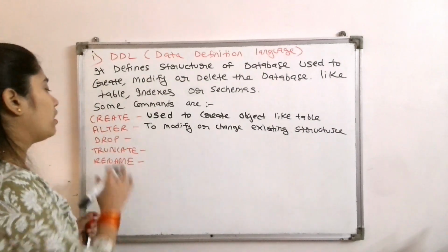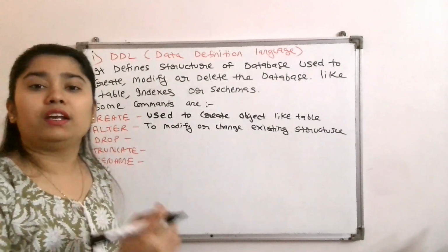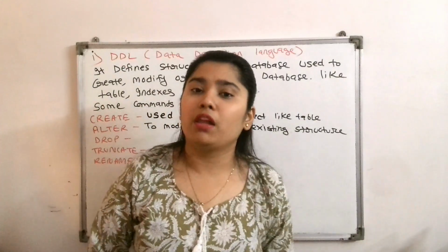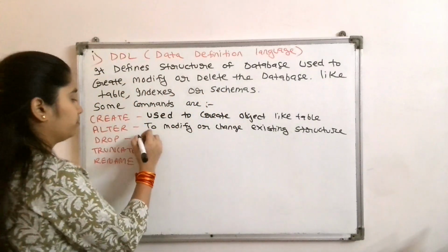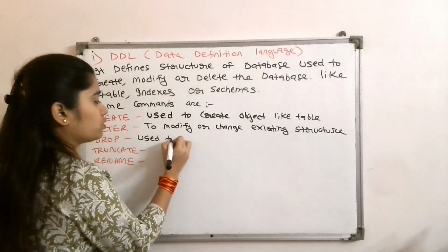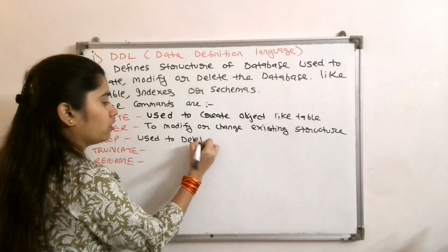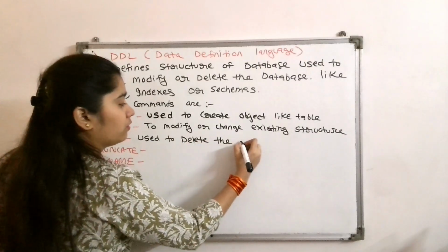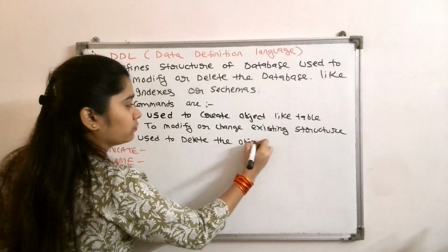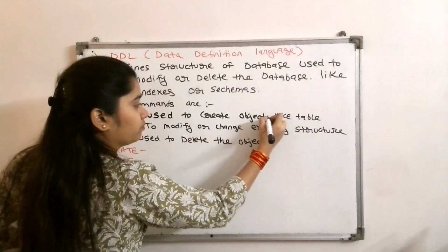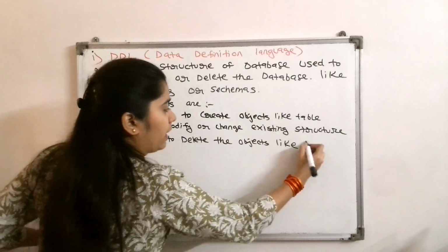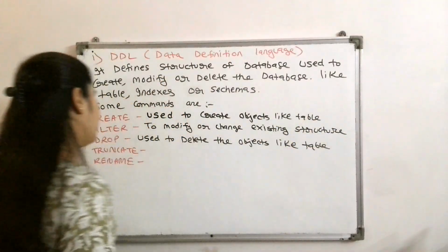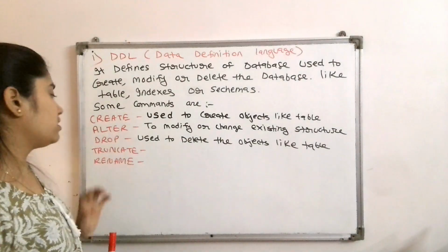Then what is the drop command? The drop command is used to delete objects like the table or the database. Drop is used to delete the objects like table or database.